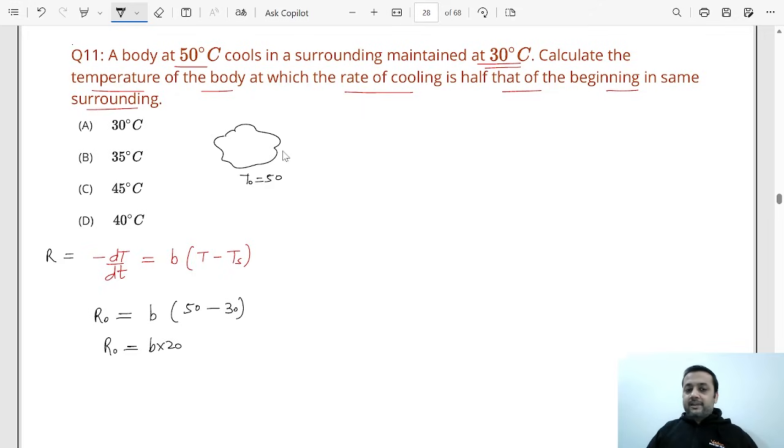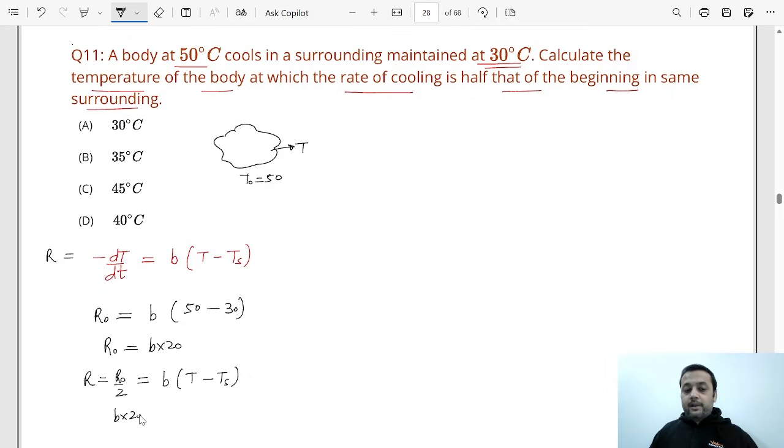So let us say when the body has reached the temperature T. At the temperature T, the rate of cooling must become half of R0, that means R0 by 2. And we can say that this value will be B into the instantaneous temperature T minus T surrounding. Now look, the R0 value we know is B into 20, so you can put it here.